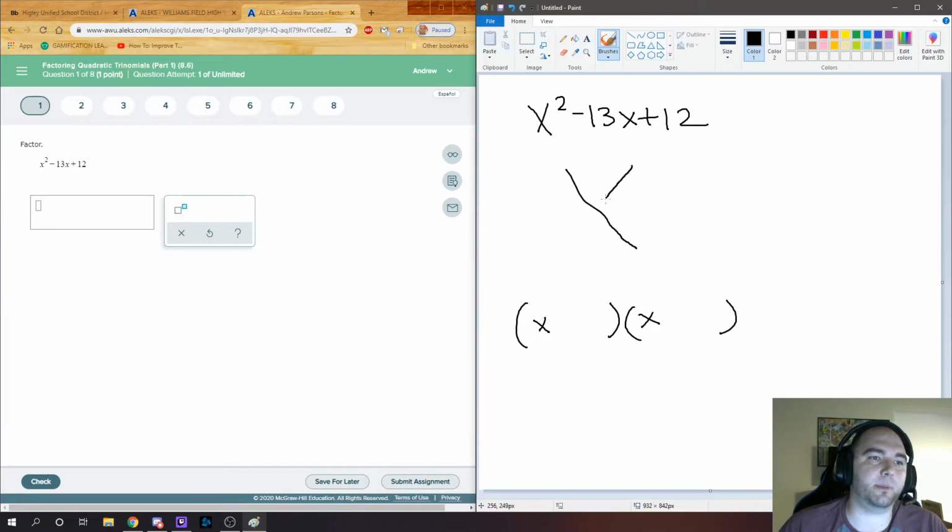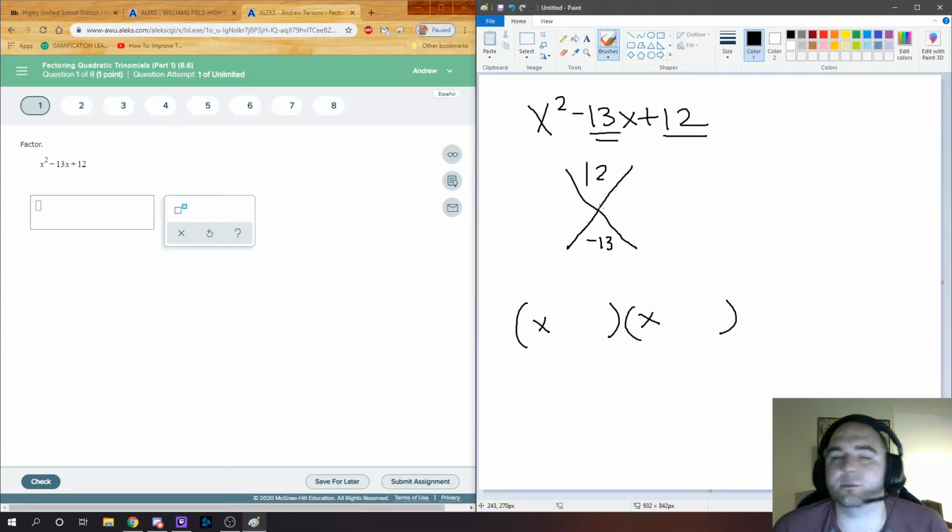First step is I'm going to make a big X. And on the top, I'm going to write 12. Bottom, I'm going to write negative 13. Yes, I'm going to write the top thing as the final term, the bottom thing as the middle term, including their signs. And then you have to do a little mental gymnastics called, what two numbers multiply to make 12 but add up to make negative 13? Those numbers are 12 and 1. But they don't make negative 13.